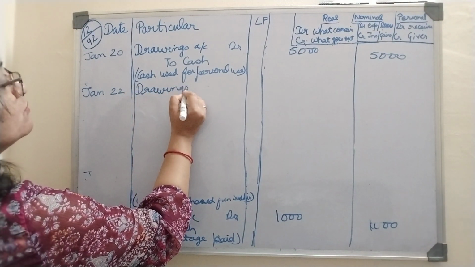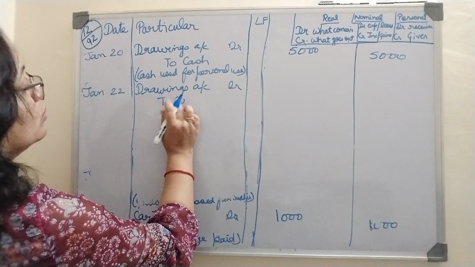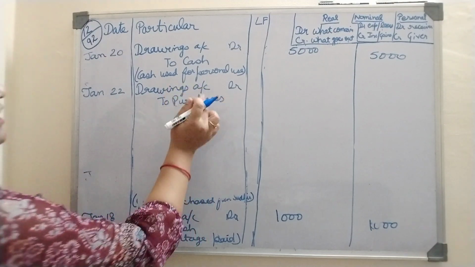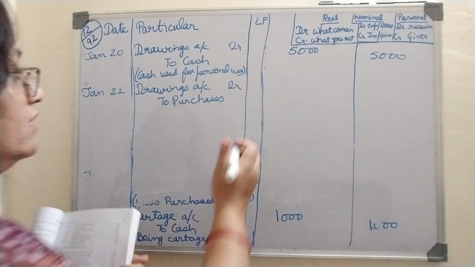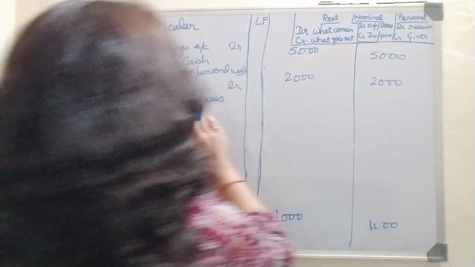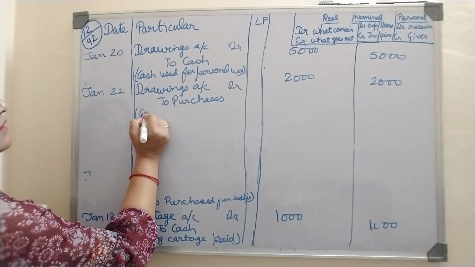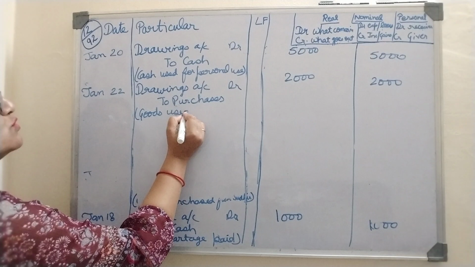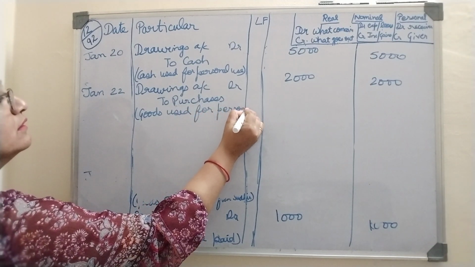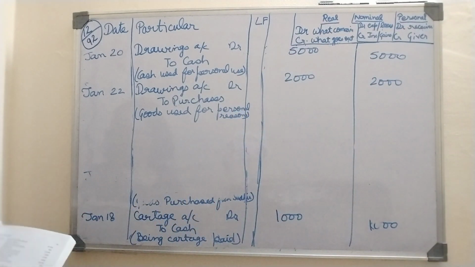This is another challenge of this question. Drawings account debit to purchases. So when we credit purchases, it means that amount of goods we have taken out. So 2000, it is goods, that is why we are writing purchases. It was cash, that is why we were writing cash in the earlier entry. Goods used for personal reasons. Now January 25.